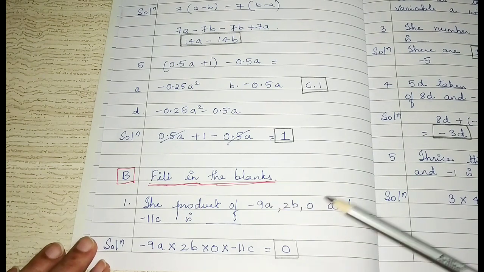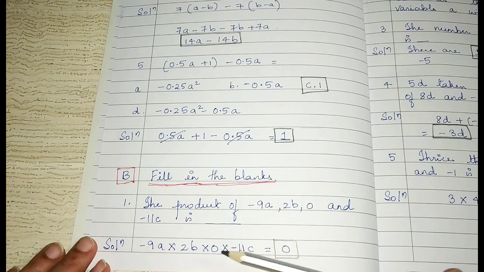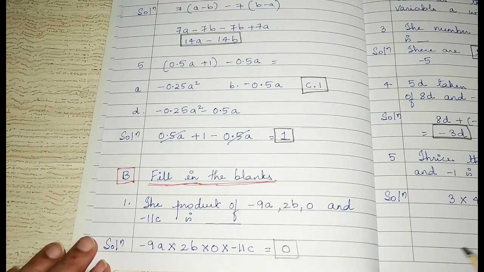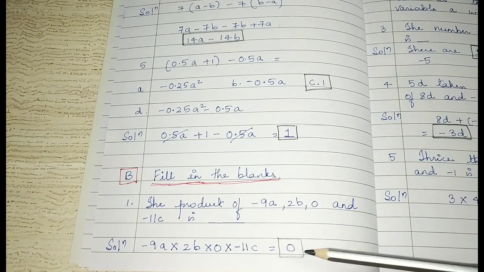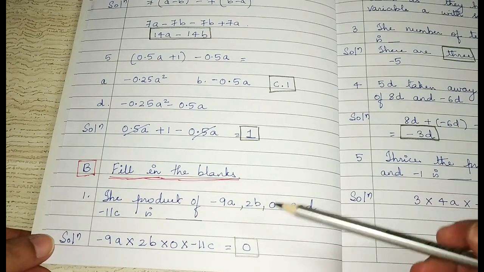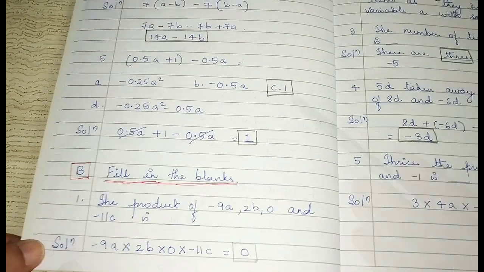कोई भी अगर टर्म 0 से मल्टीप्लाई करेंगे तो आंसर will be 0. So minus 9a into 2b into 0 into minus 11c is equal to 0, because 0 multiplied by any of the terms is 0. So the solution is 0. आंसर जो fill in the blanks में होगा वो 0 होगा. ठीक है, you have to put this 0 in the fill in the blanks. ये steps दिखाने के लिए मैंने लिखा हुआ है, आप directly 0 लिख सकते हो.